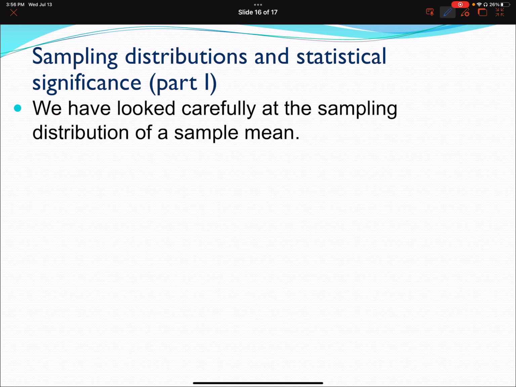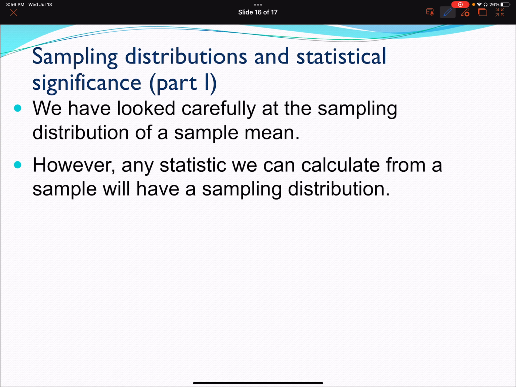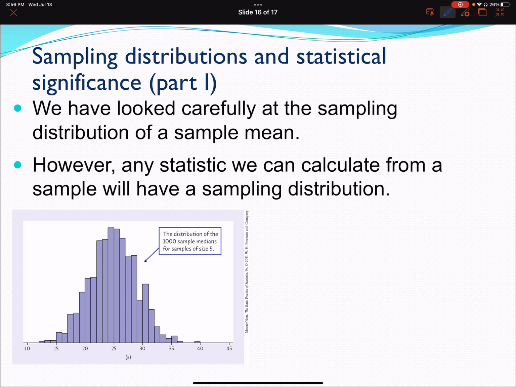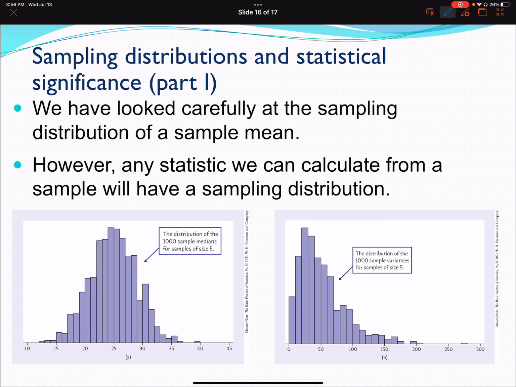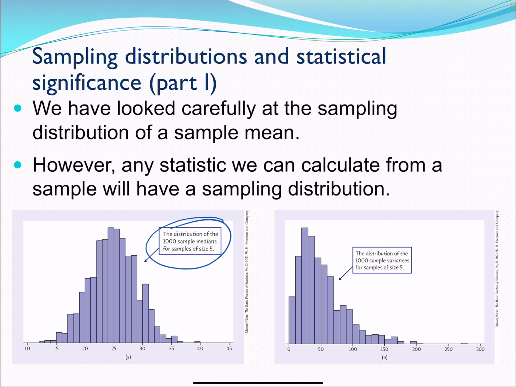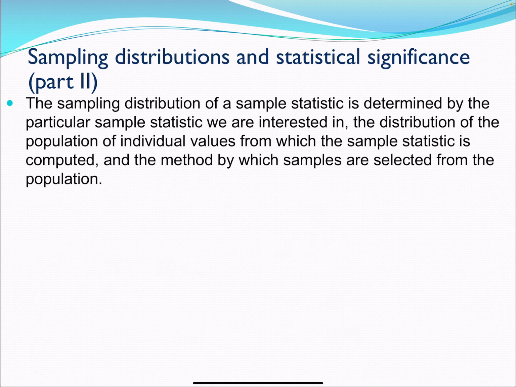So we've looked carefully at our sampling distribution of the sample mean. However, any statistic we can calculate from a sample will have a sampling distribution. So here's the distribution of 100 sample medians instead of means for samples of size 5, and here's a distribution for 1,000 sample variances for samples of size 5, where variance is sigma squared. The sampling distribution of a sample statistic is determined by the particular sample statistic we're interested in. Typically, this is the mean. 95% of the time, we're interested in the mean.